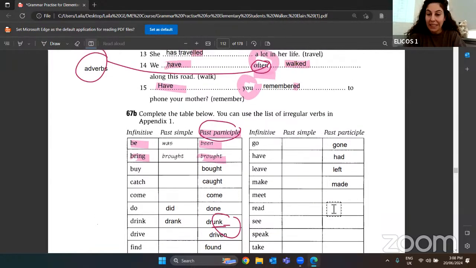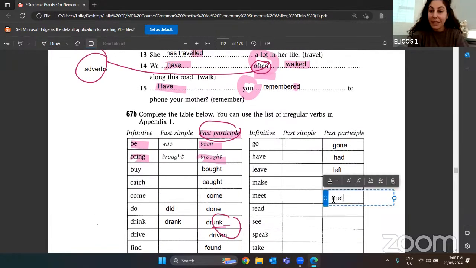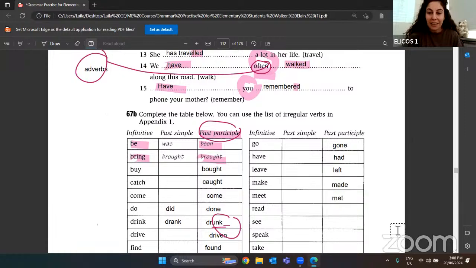Okay, next one, meet. I have met. So this is pronounced met. I have met him before. So someone says, do you know Mario? Yes, I have met him.